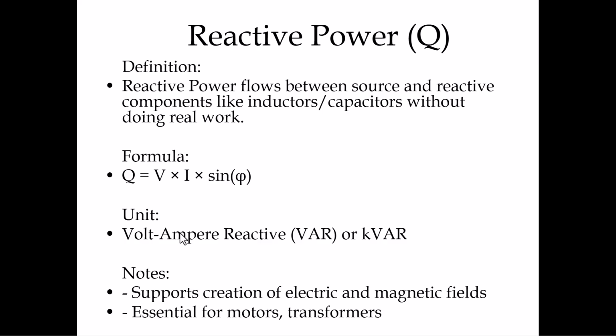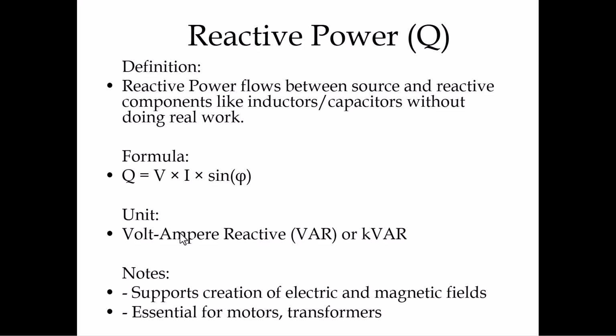Reactive power is essential for establishing and maintaining electric and magnetic fields, which are necessary for the operation of many AC devices such as motors, transformers, and reactors. The formula used to calculate reactive power is Q equals VI sin phi. Here V represents the RMS voltage, I is the RMS current, and phi is the phase angle between the voltage and current waveforms.